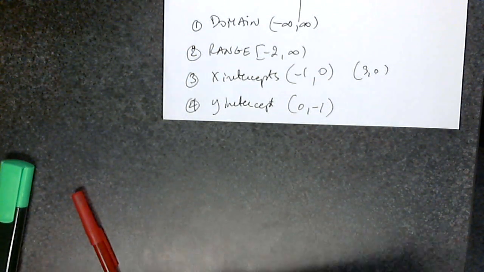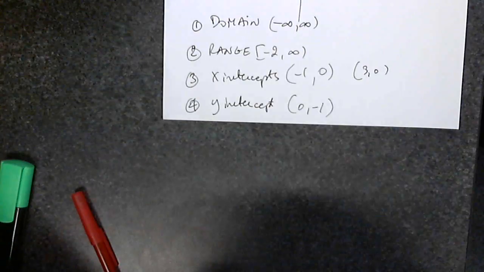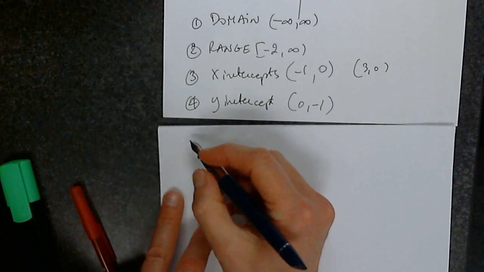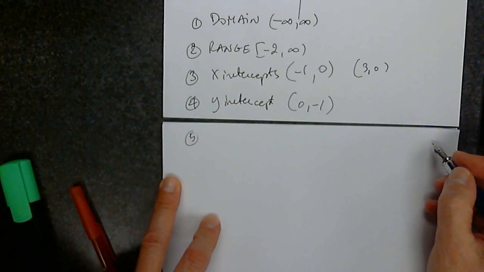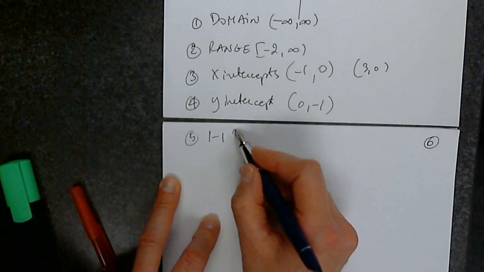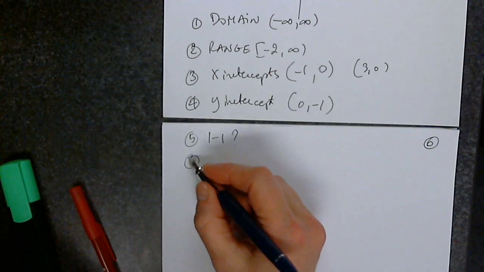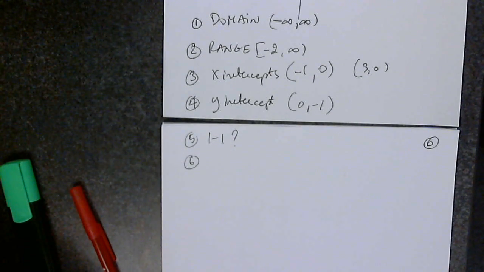Okay, ready? Question number 5. One-to-one. Why? I have a feeling it is. For every x there's only one y? No. For every y, there's only one x.